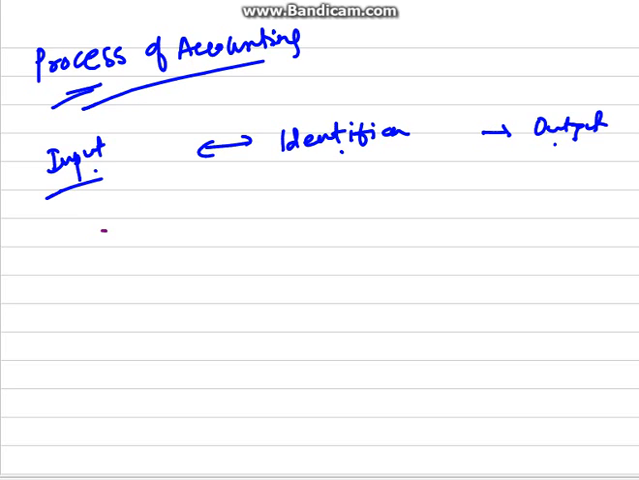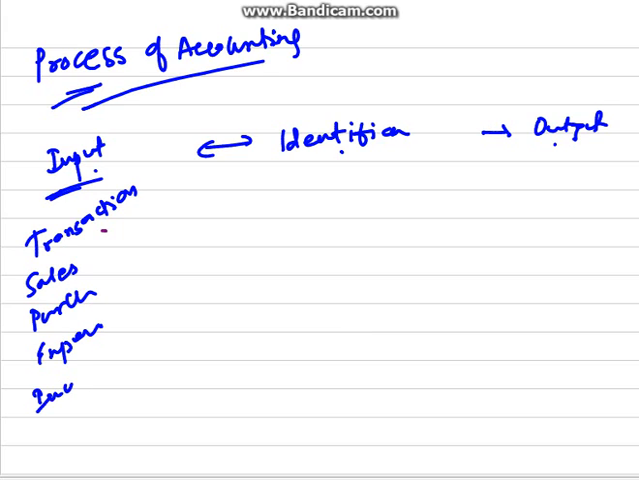Now in input, what will we give? We will give the transactions. Transactions of what? Transactions of sales, purchases, expenses, the income generated, the investment made, all the accounts, and all the liabilities and loans you have taken. So these are nothing but the transactions which you are doing. Now in the identification, what do we have to identify? We have to identify its accounting cycle.